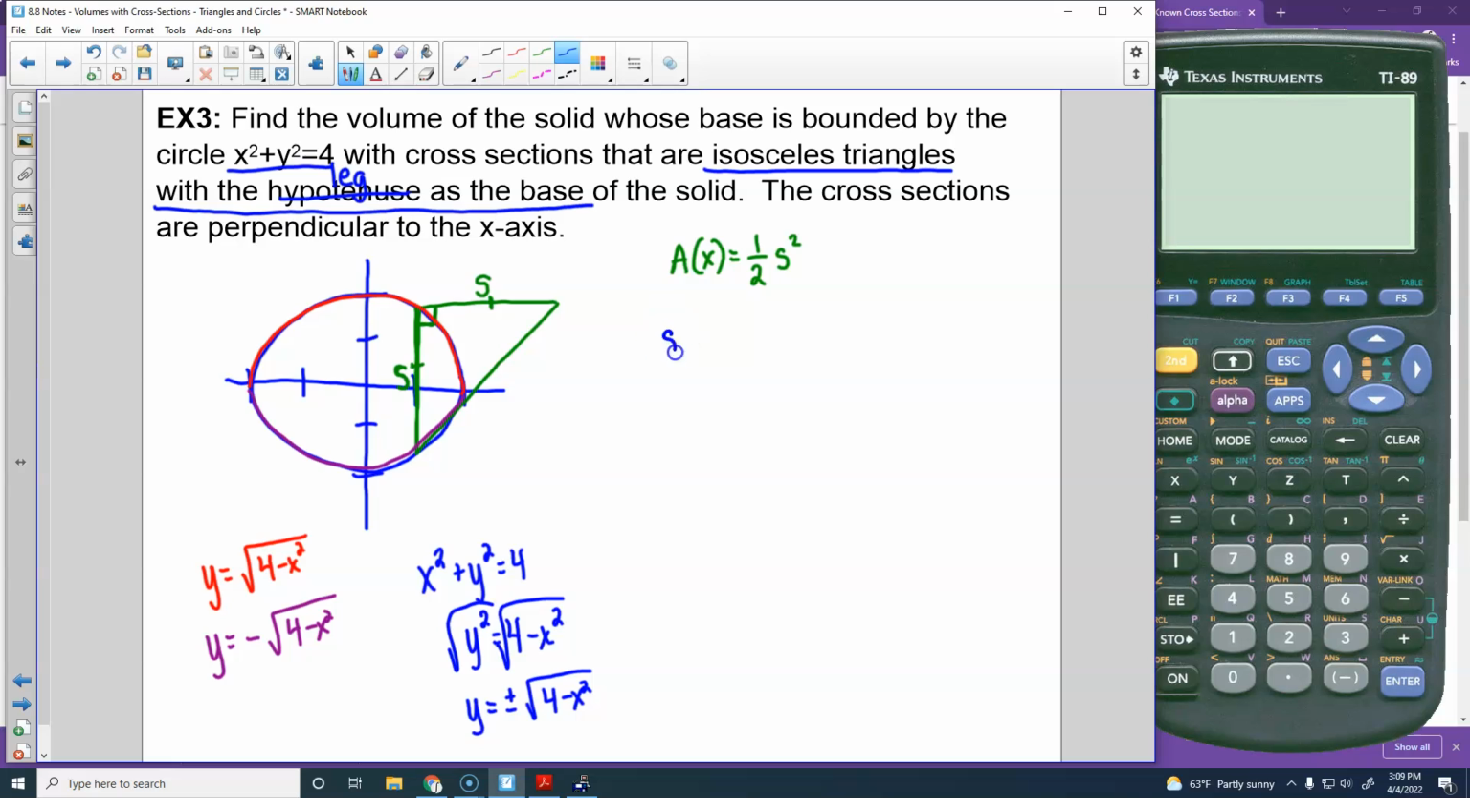So if I'm trying to find S, I can do top half, which is the square root of 4 minus x squared, minus the bottom half, which is negative square root of 4 minus x squared. And you will get 2 root 4 minus x squared. So that's your S. You're doing top minus bottom. If you did plus and then you had a negative here, it would cancel out and give you 0.